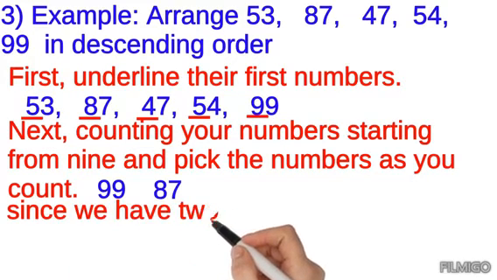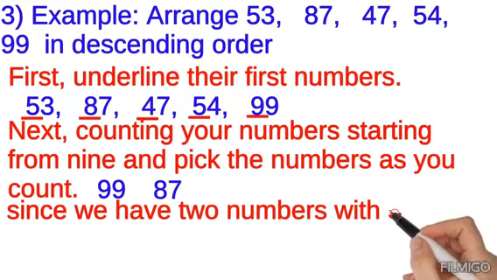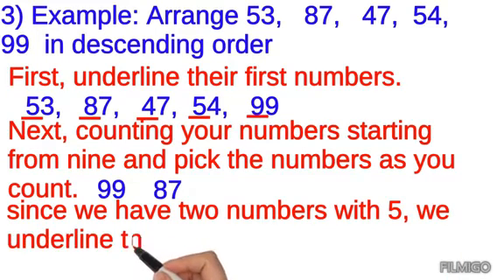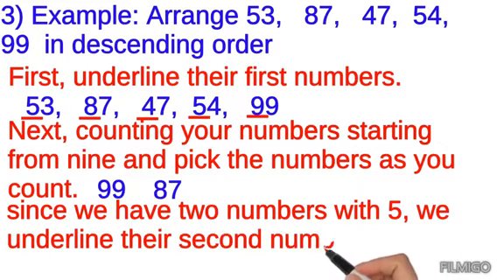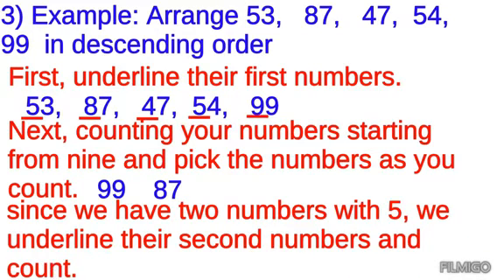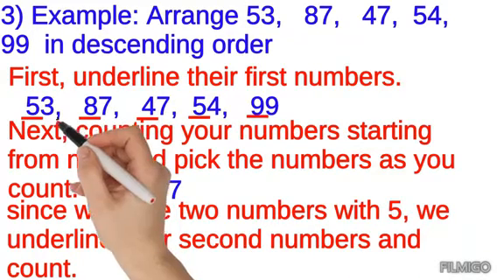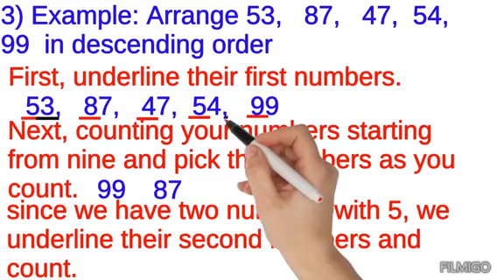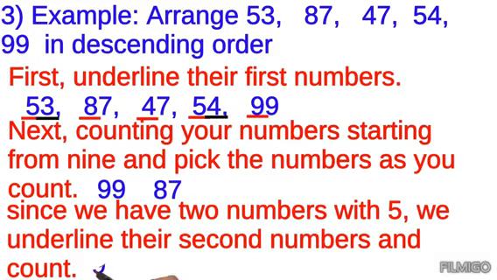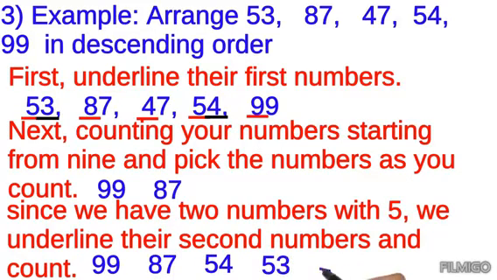But we have 5. But 5 appears in 2 numbers. So what are we going to do? We're going to underline their second numbers and then we count. So let's underline. We have 3 and we have 4. And if you remember, counting backward, 4 comes before 3. So after our 87, we're going to write 54, 53, and finally our 47.